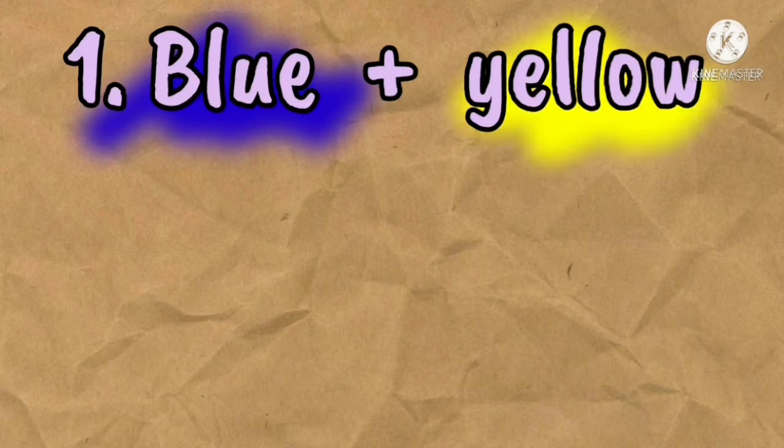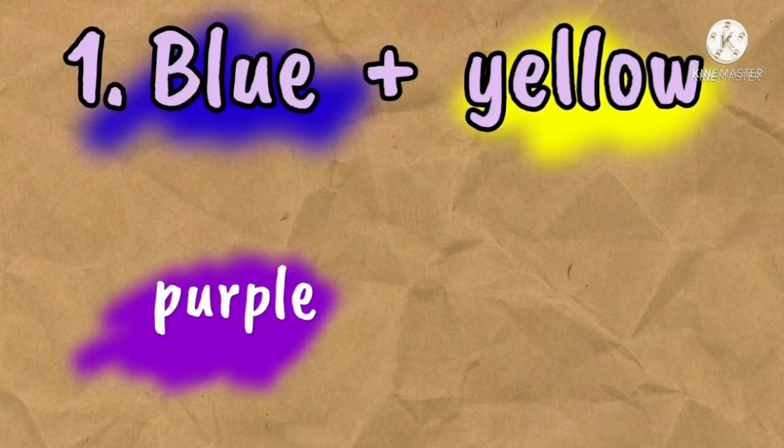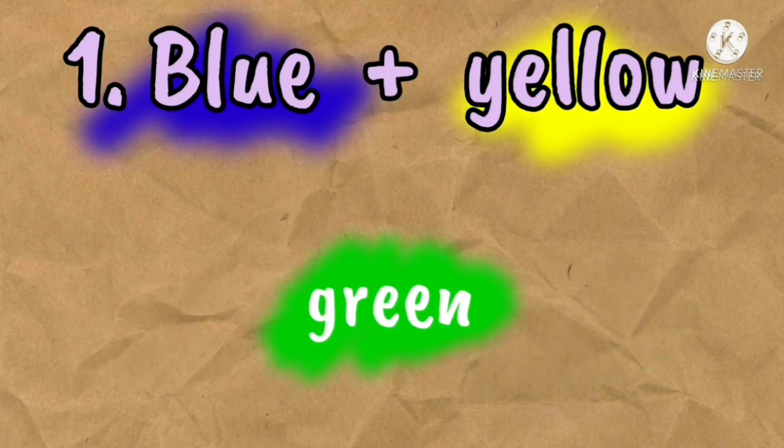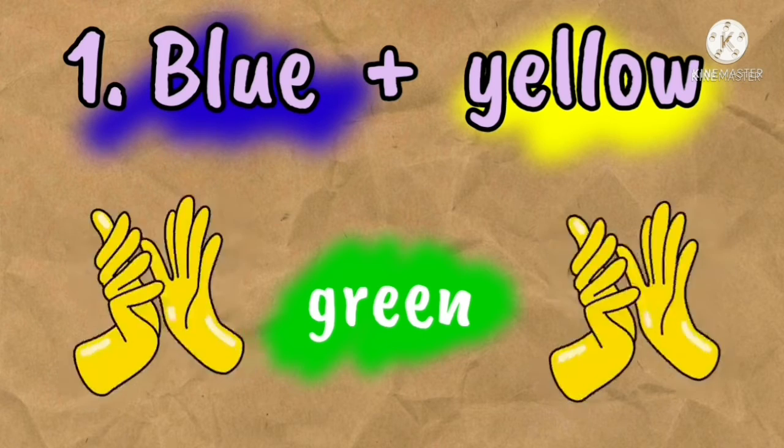Blue plus yellow becomes purple or green? Green. Yes, when you mix blue and yellow, you will get green color.